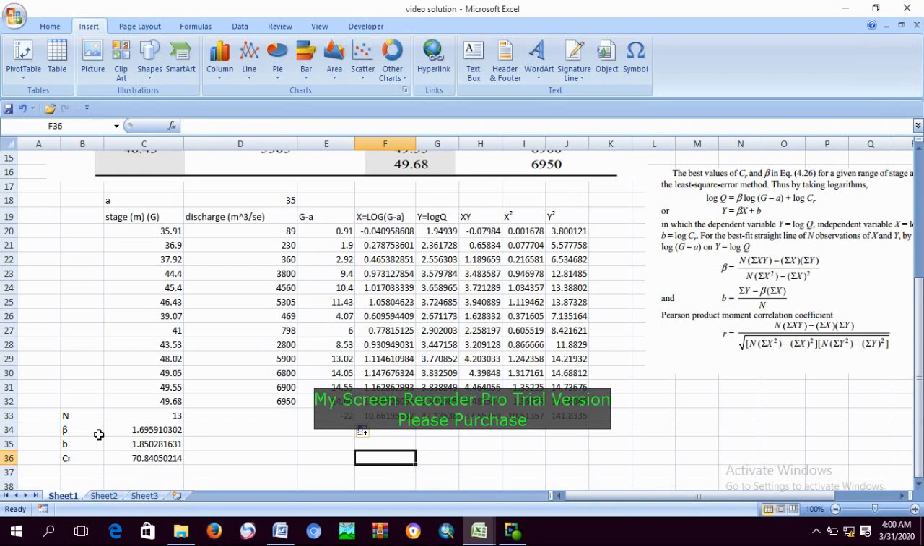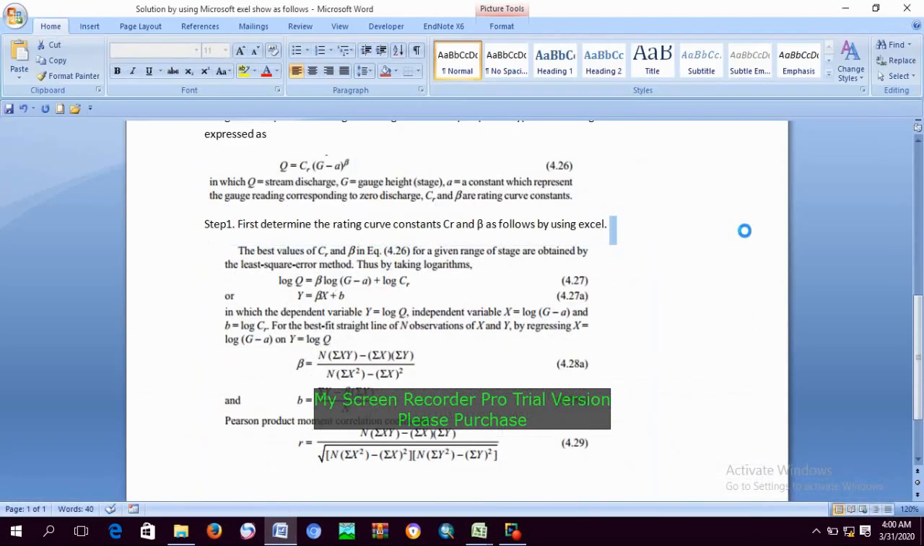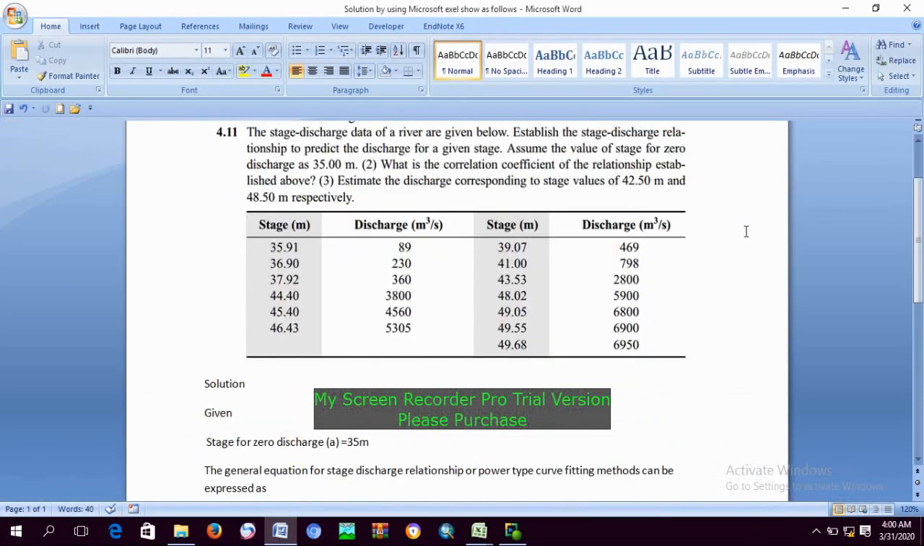So from this, n is equal to 13, beta is equal to 1.6959, b is equal to 1.85, and c is 70.84. This is the relationship for our question. We can enter the question.